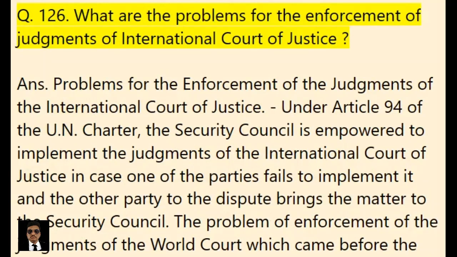Q. 126. What are the problems for the enforcement of judgments of International Court of Justice?